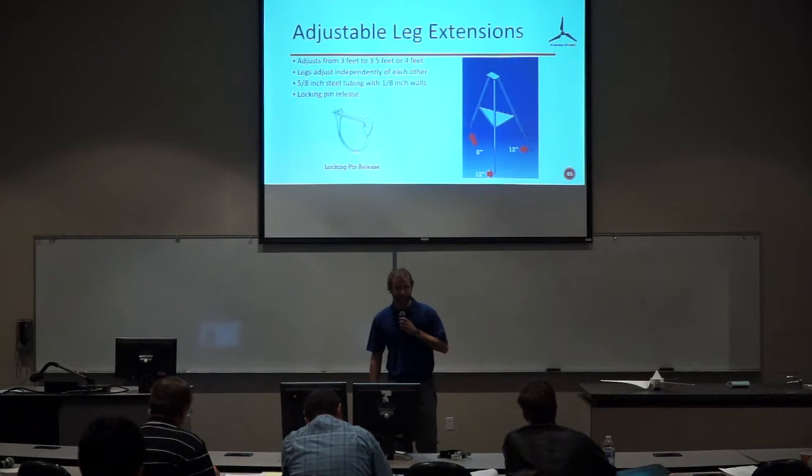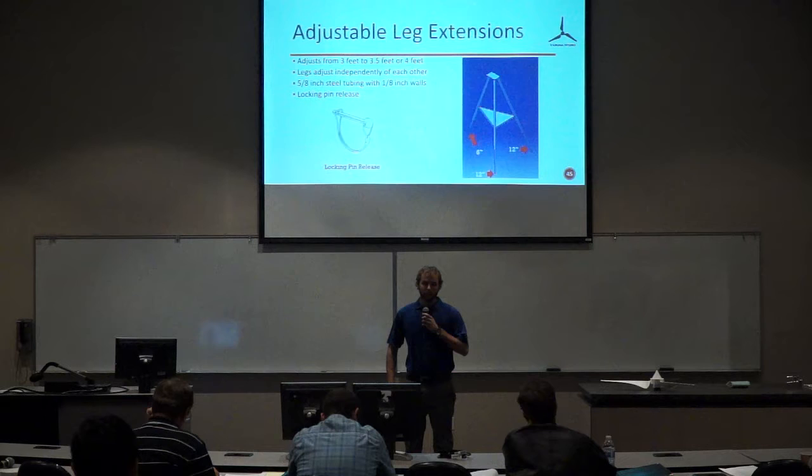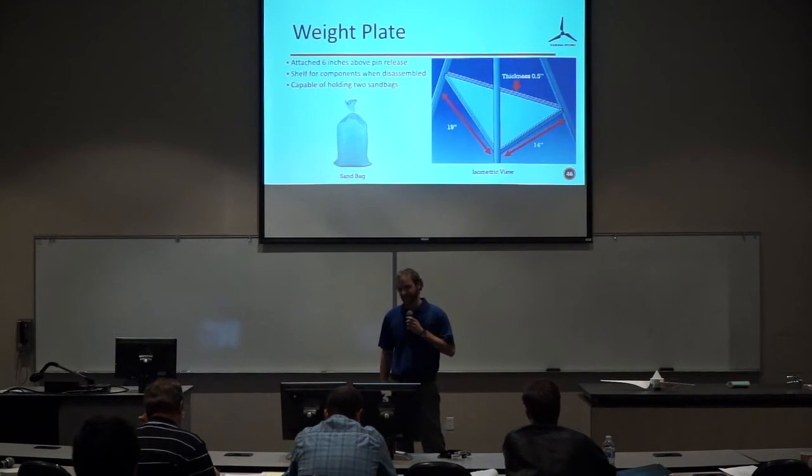The adjustable leg extensions for the structure will get the structure going from 3 to 4 feet in 6 inch increments. They are going to be using a locking pin release in order to hold those legs in place. The legs can be adjusted independently of each other, and the adjustable legs will be made out of 5/8 inch steel tubing with 1/8 inch walls.